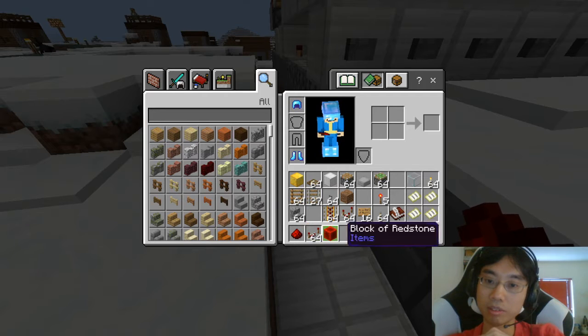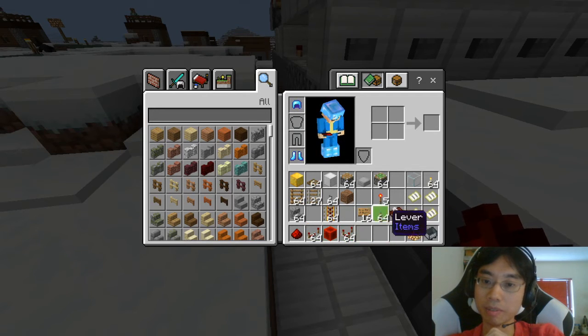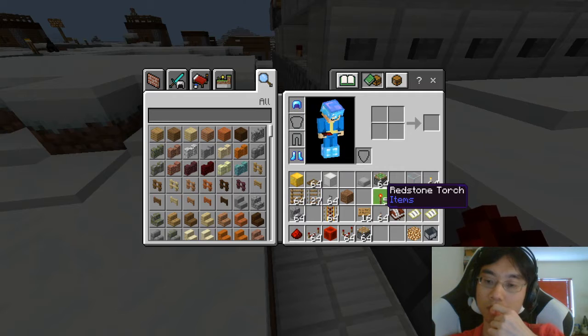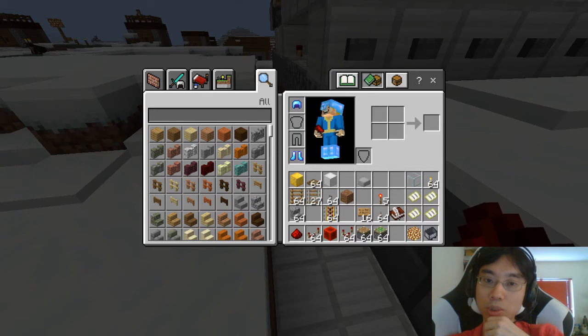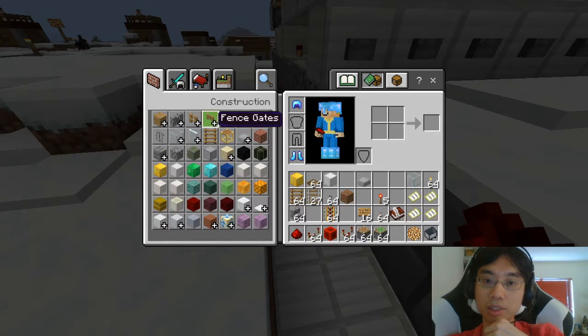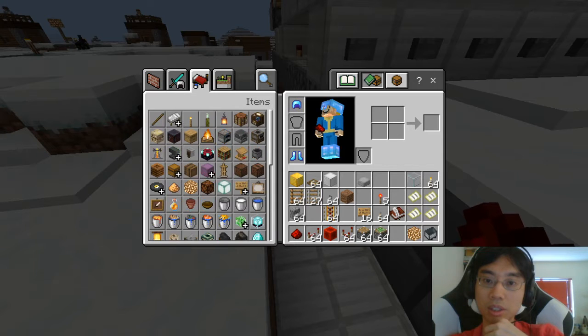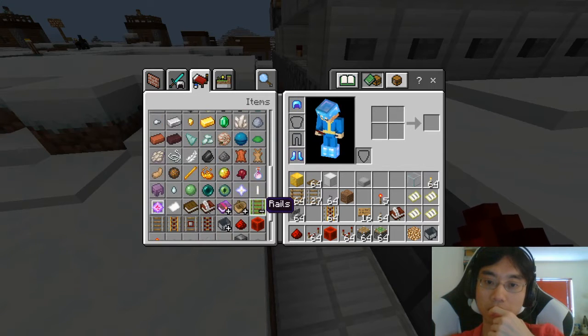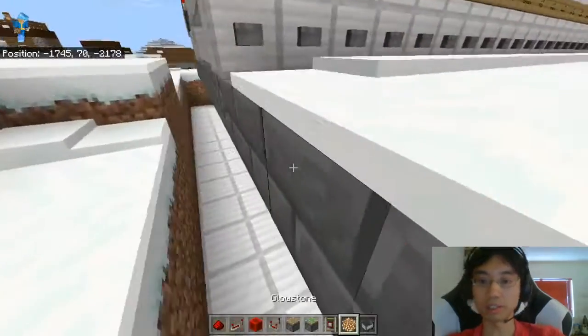Repeater, redstone comparator, piston. Oh, wait, no, I don't need redstone torches. Is that really all I need? I seem to remember needing more stuff. Oh, switched tracks, right. Where's the good old switched? Detect the rail, I mean. Let's try that.